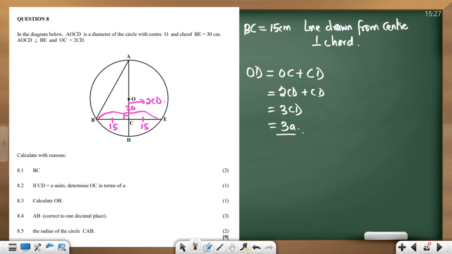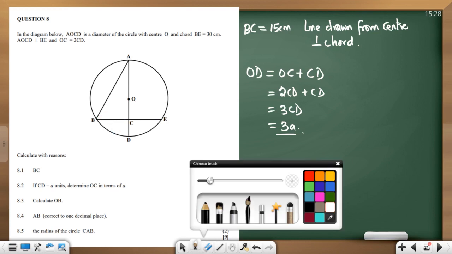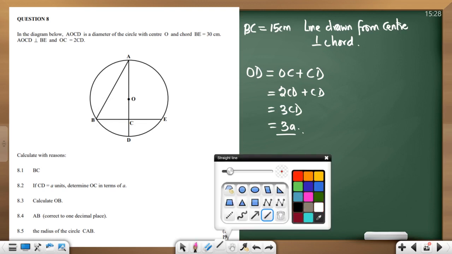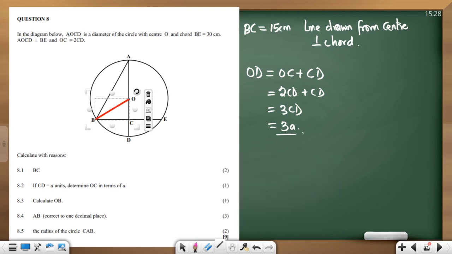Calculate OB. All right. Calculate OB. OB is the radius. Since they want the radius, let's see. Are we going to be able to get this? That is my radius. A different color. That is my radius. Lovely. We know this BC as 15. Is it? Yeah, 15.